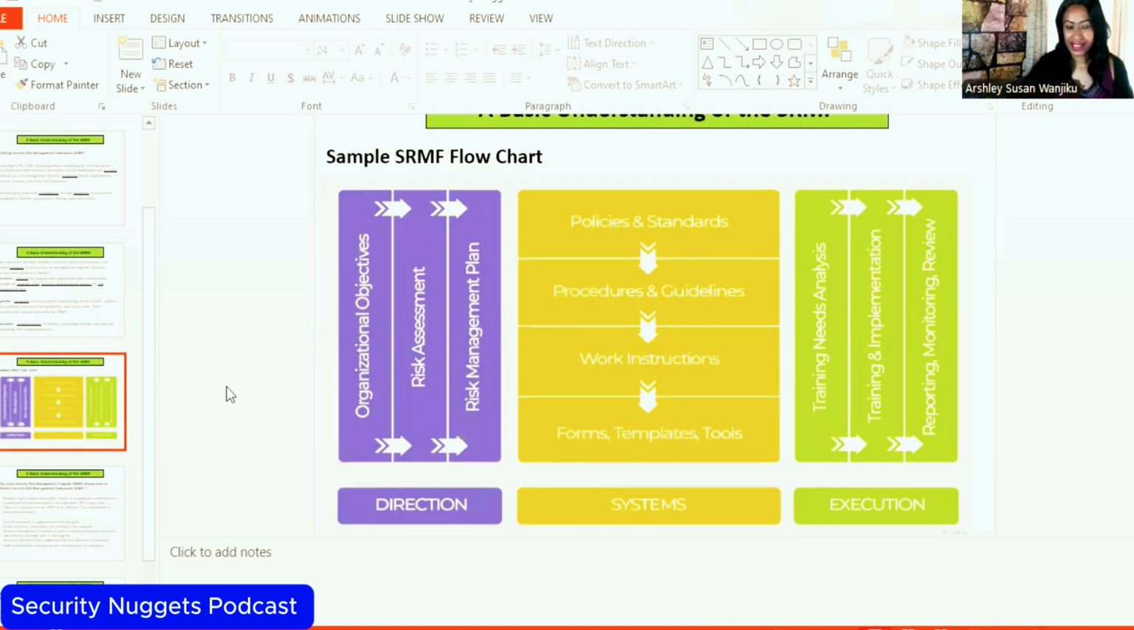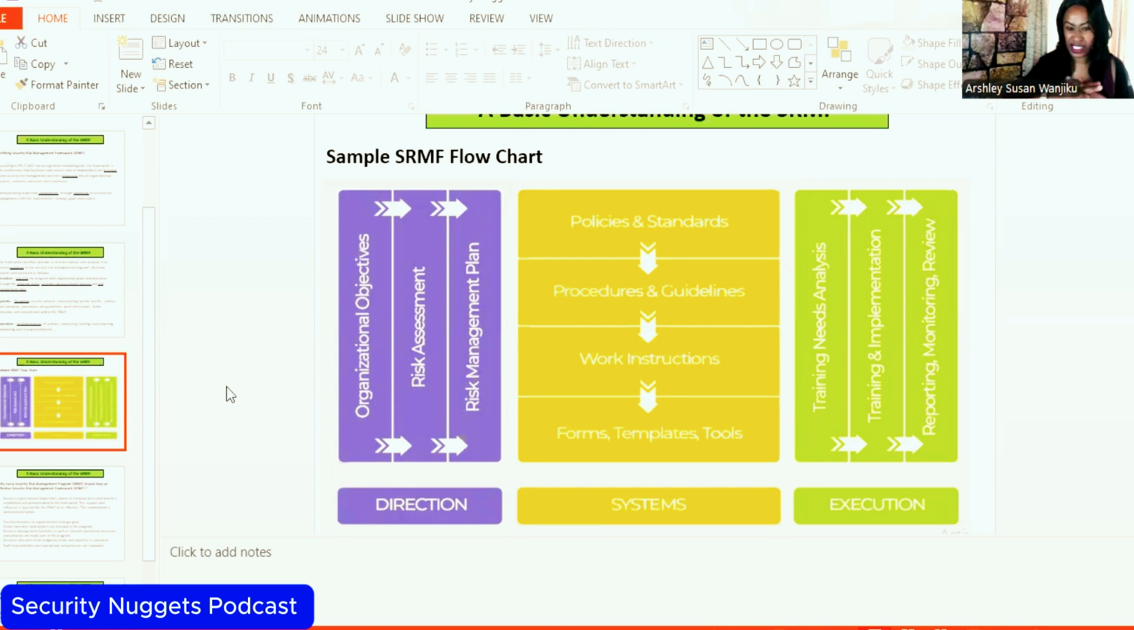Now, when you look at the sample security risk management framework flowchart, it is just a summary representation of what we have highlighted before in the previous slide, okay? Where the security risk management framework incorporates the direction of the program. It also incorporates the systems that are going to be within the program, as well as how the systems are going to be executed moving forward. I hope you can see it in spite of the bright colors, okay?